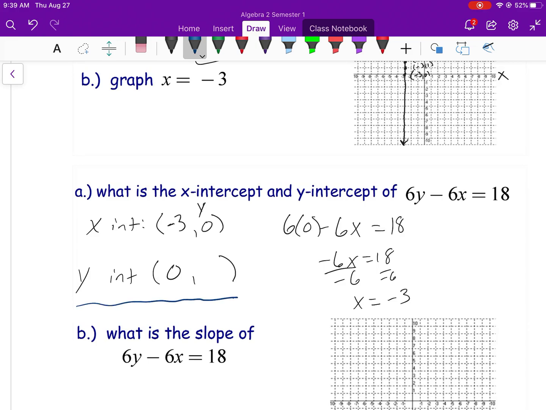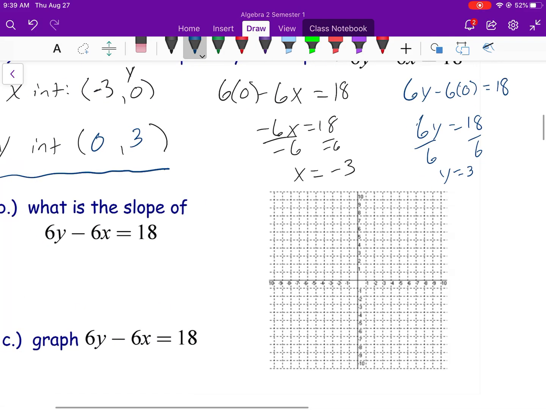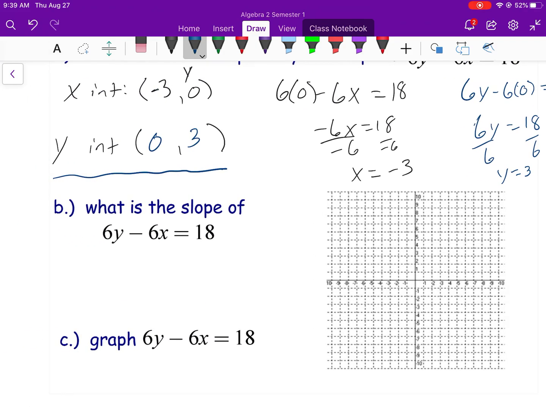Now, let's go ahead and do the y-intercept. We'll do that one in blue. Same idea, but now we're plugging in 0 for x. So we end up with 6y minus 6 times 0 equals 18. 6y equals 18, because 6 times 0 is just 0. Divide by 6, we get y is equal to 3. So we get a y-intercept of 0, 3.